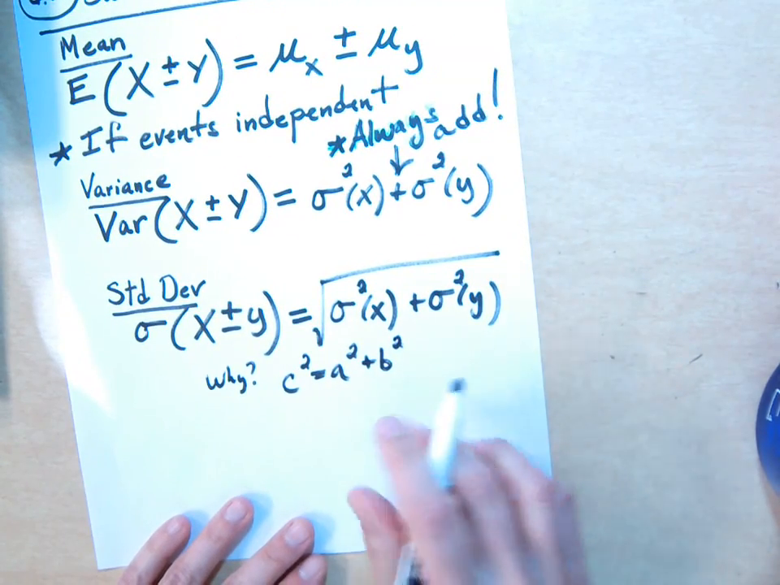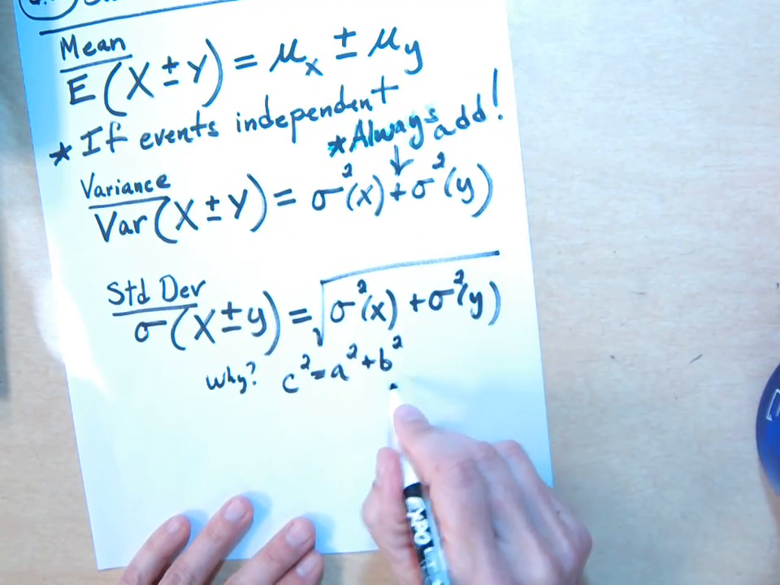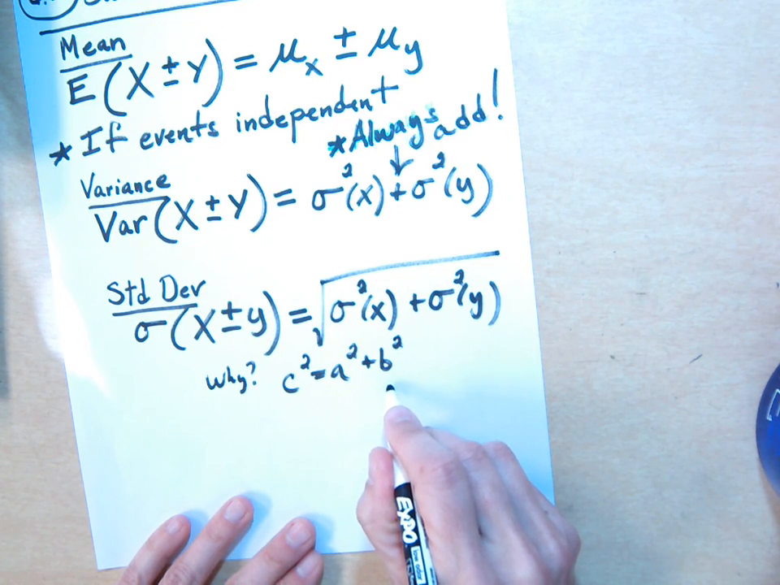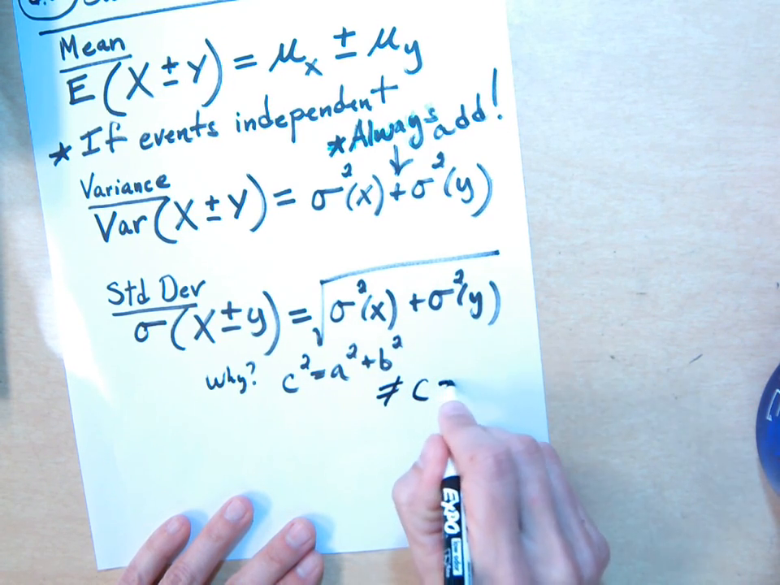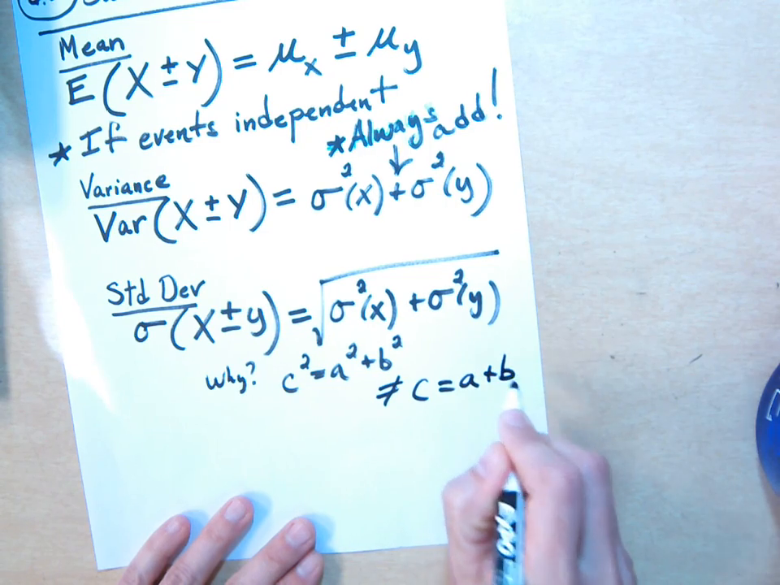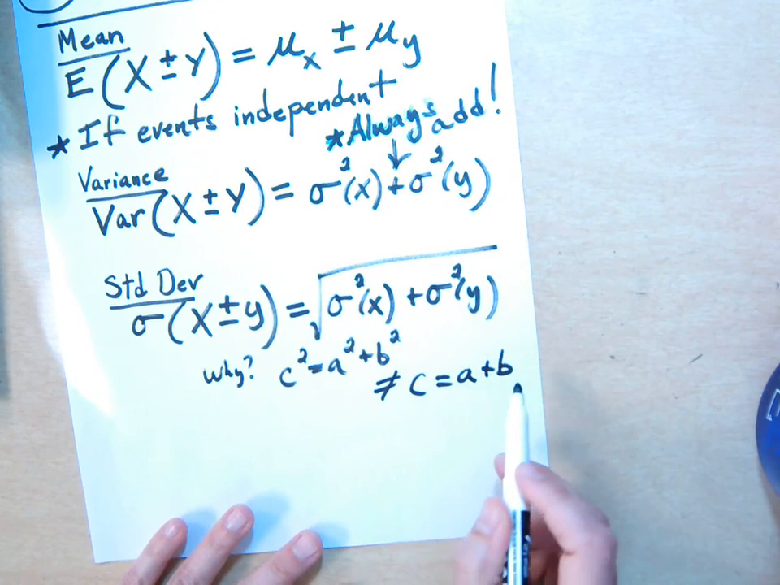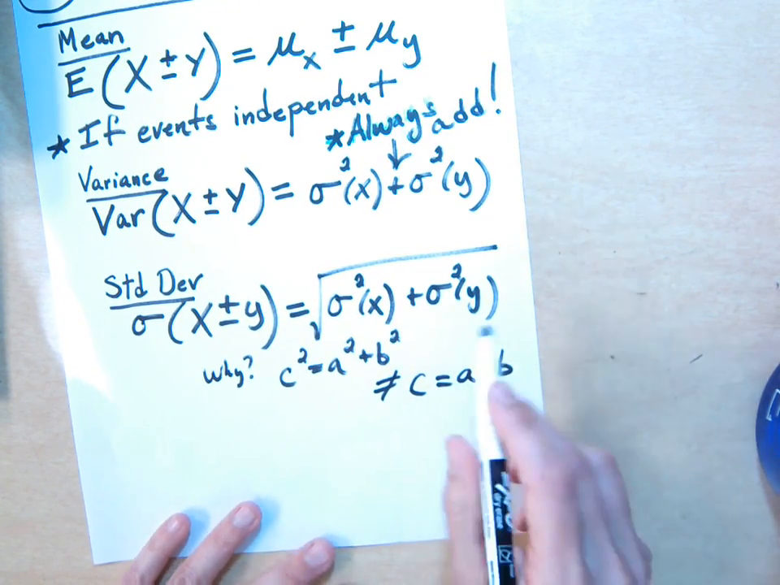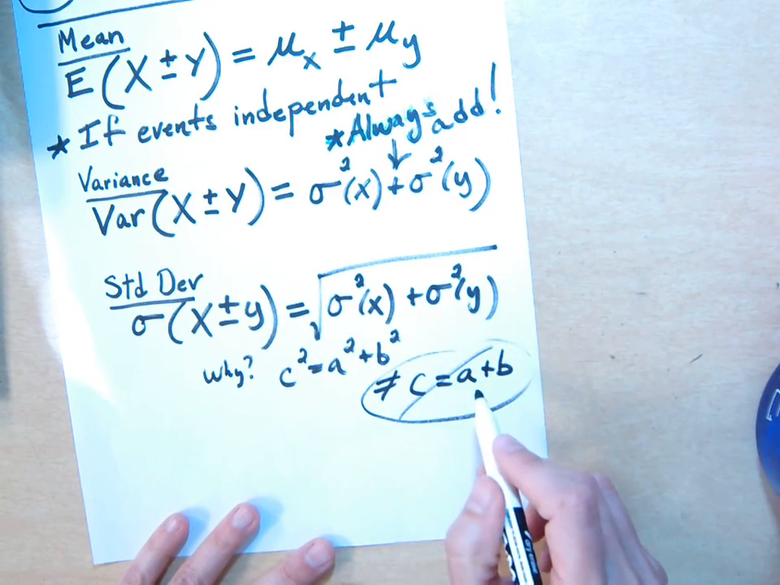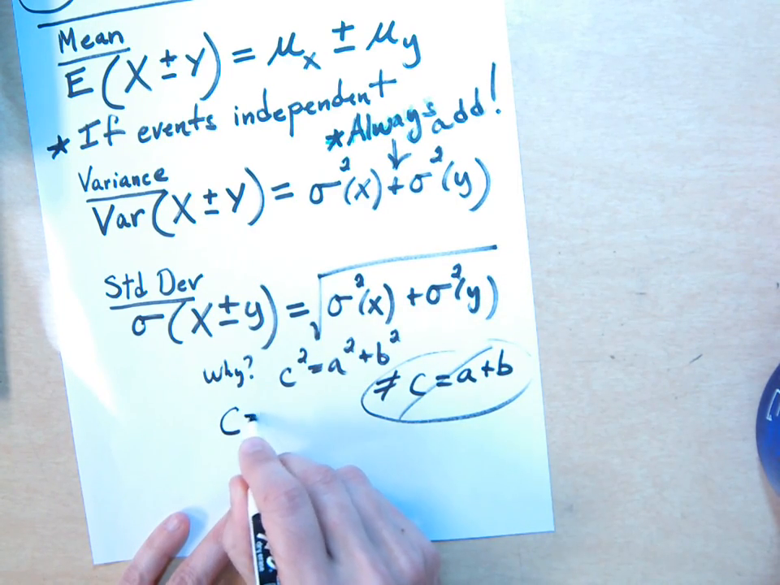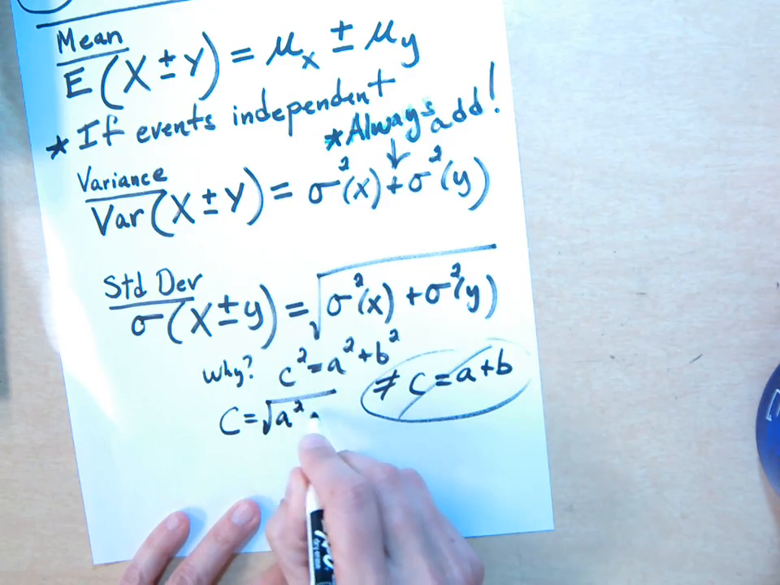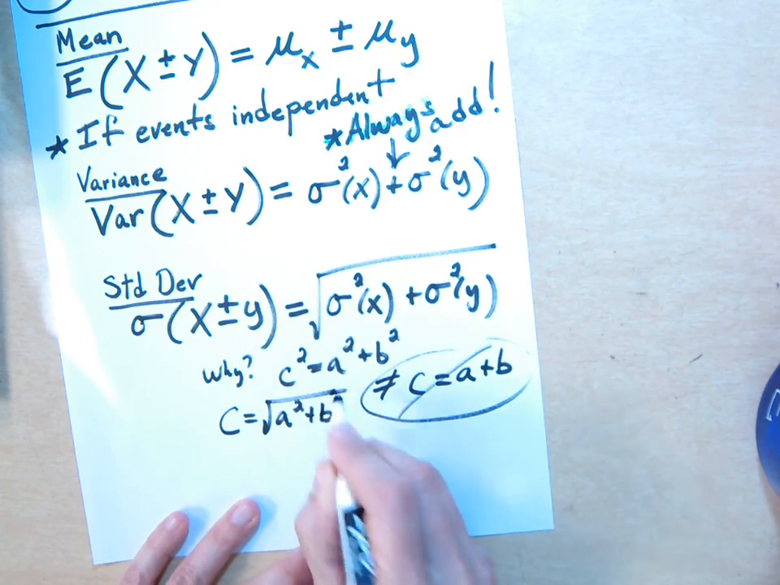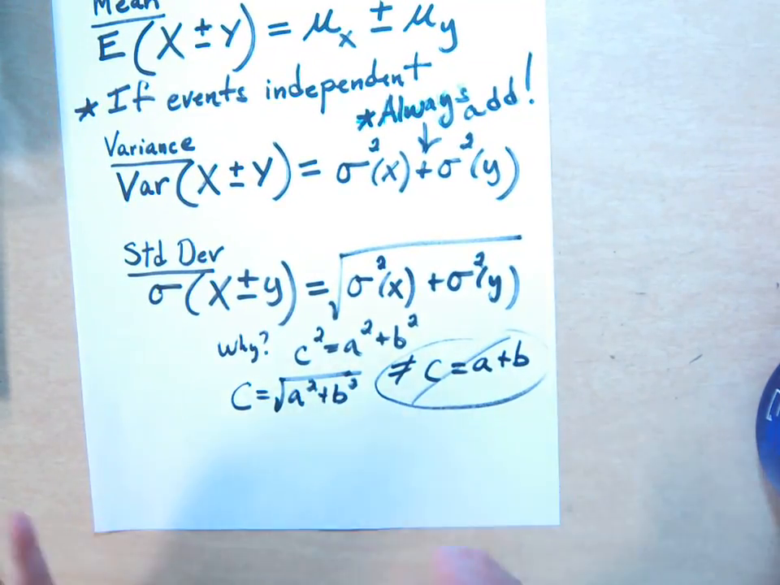Yes. Okay, so to find C, you would not just take A plus B, right? You would square A and square B and then take the square root. So don't make that mistake. Because you know that C is the square root of A squared plus B squared. So the proof is complicated, but it's related to that.